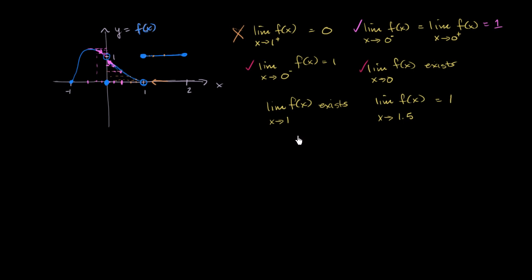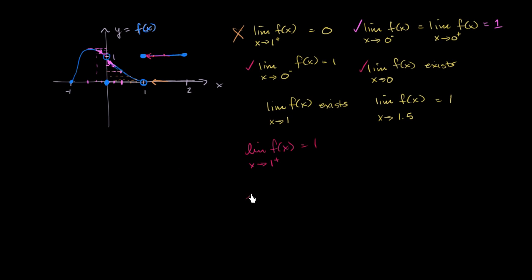Now, the limit of f of x as x approaches 1 exists. Is that true? Well, we already saw that when we're approaching 1 from the positive direction, the limit seems to be 1. When x is 1.5, f of x is 1. When x is a little bit more than 1, it's 1. So it seems like we're getting closer and closer to 1. So let me write that down. The limit of f of x as x approaches 1 from the positive direction is equal to 1.